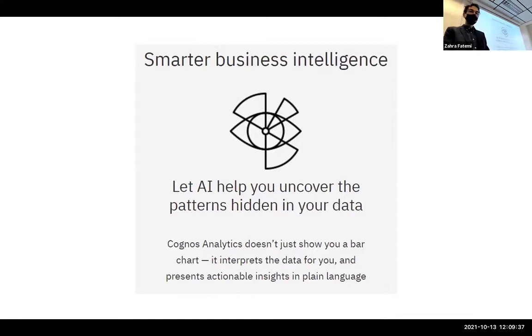I'll start with an anecdote. A few months ago, I was going through the IBM Cognos webpage, and I saw this. Smarter business intelligence, let AI help you uncover the patterns hidden in your data. It doesn't just show you a bar chart, it interprets the data for you and presents actionable insights in plain language. That looks cool. Computers are going to save us all, but it's also basically saying that showing the data maybe doesn't really matter in the end, that you don't really need to look at the chart because the computer will write the sentence for you that you can use to communicate.